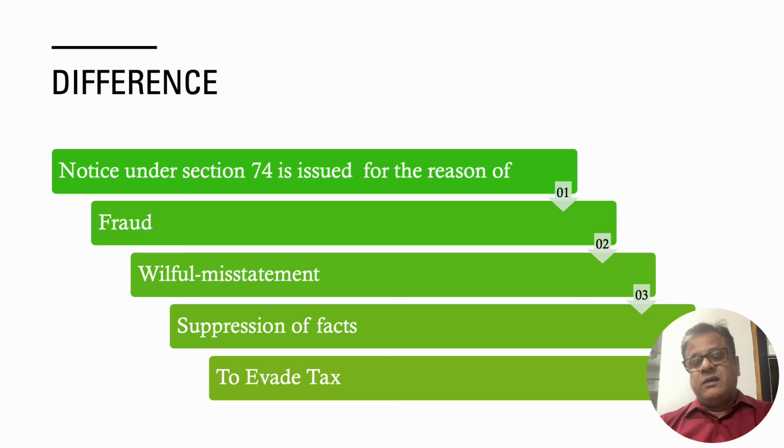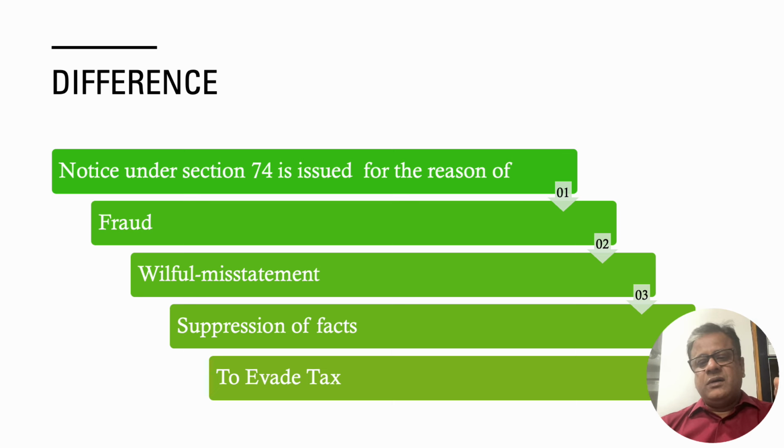So when the notice is issued under section 74, and you pay any tax amount or any interest amount or any penalty, it is assumed you are paying the tax where you have done a fraud, where you have done a suppression of facts with the intent to evade tax. When you are paying the tax, it is implied you have done all this fraud and all these activities and you are paying tax.